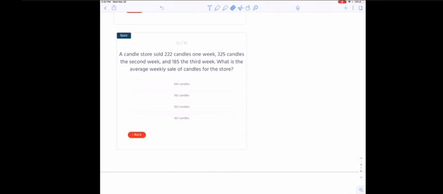Number 12, it says, a candle store sold 222 candles 1 week, 325 candles the second week, and 185 candles the third week. What is the average weekly sale of the candles for the store? So here, this is straightforward. It's just adding these 3 weeks up, 325, 185, and then dividing it by the 3 weeks, okay?